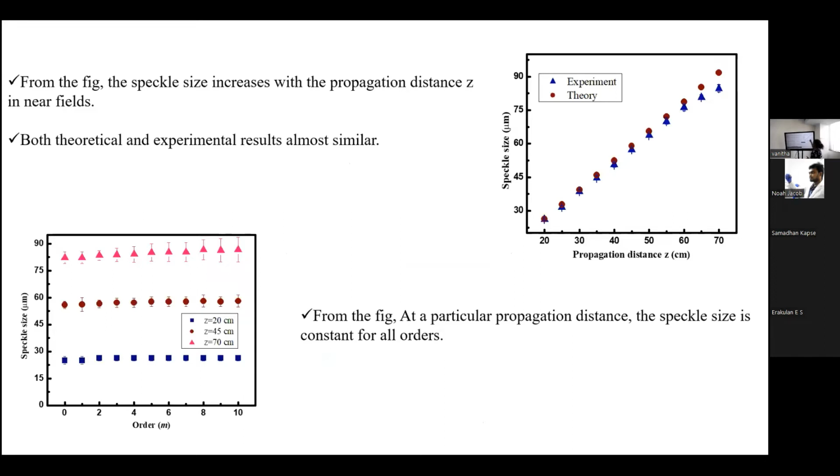That means speckles are diverging. The red dots are theoretical and the blue are experimental, and both match each other well. Then, as we said, the speckle size is also independent of order. For a particular propagation distance, if you increase the order, the speckle size is constant. So for a particular propagation distance, speckle size is constant for all orders.